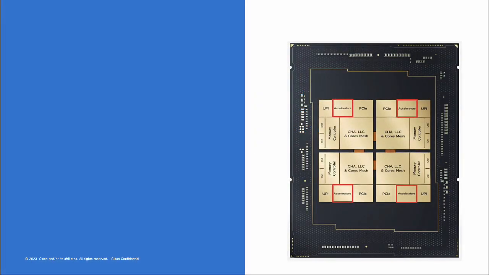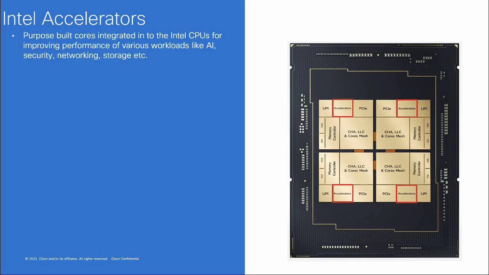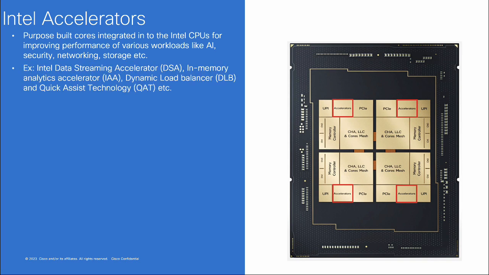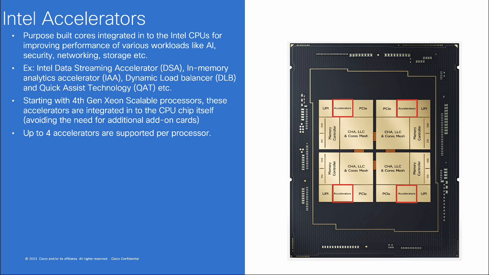As we all know, Intel has recently launched their 4th Gen Xeon Scalable processors, aka Sapphire Rapids. These processors feature purpose-built integrated accelerator cores which deliver enhanced performance for various emerging workloads like AI, security, storage, and data analytics. Up to 4 accelerator cores are supported per processor. In today's demo, we are going to talk about one such integrated accelerator, which is Intel Quick Assist Technology, in short QAT.